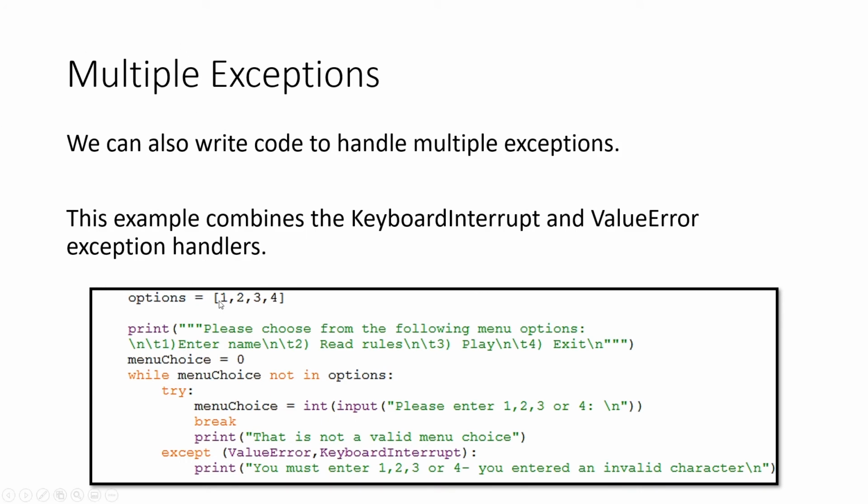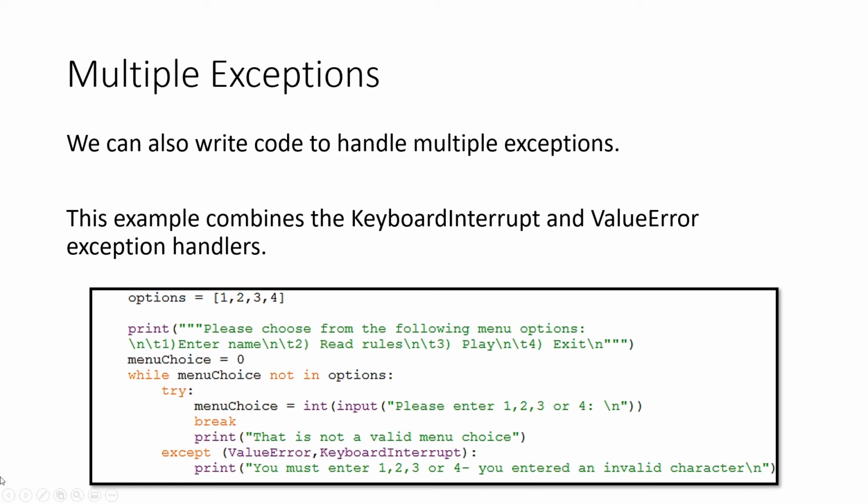So you see here we've got options in a list, 1, 2, 3, 4, or an array. You print out the menu options themselves. So remember your \n is a new line, your \t is a tab, so it'll just print out here 1 enter name, 2 read rules, 3 play, 4 exit, all on new lines and tabbed in.